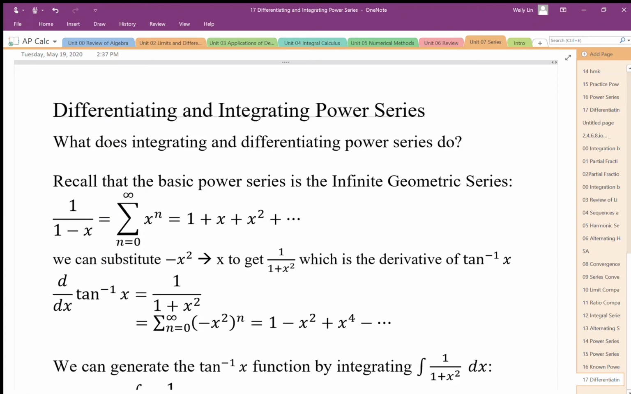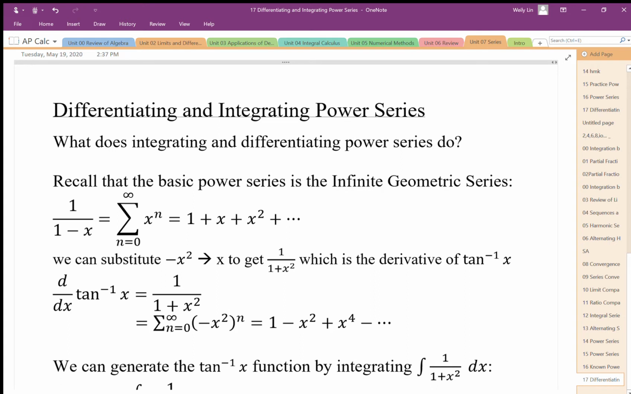So since these power series are in fact polynomial series, we can differentiate and integrate these very easily just using our power rule. So what does differentiating and integrating power series actually do? Well, we can generate new functions by starting with some basic functions and differentiating and integrating them into new functions.